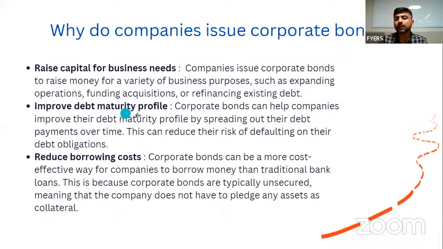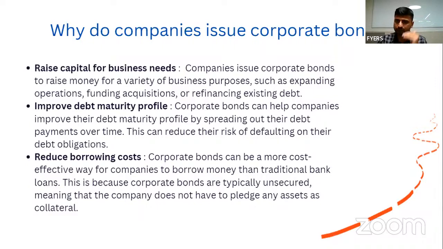Similarly, debt maturity profile बोल के एक होती है जहां पे what they're basically doing is to improve their debt maturity profile. They are, or to basically reduce the risk of defaulting on their debt obligations, they are basically going out and issuing corporate bonds. This is the second reason.